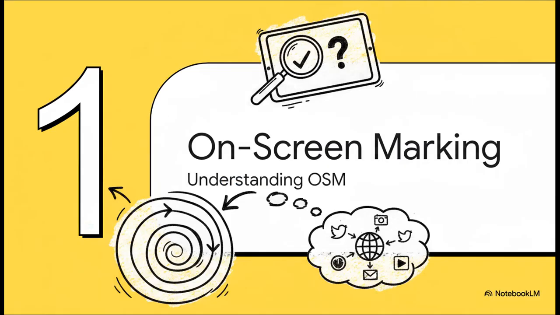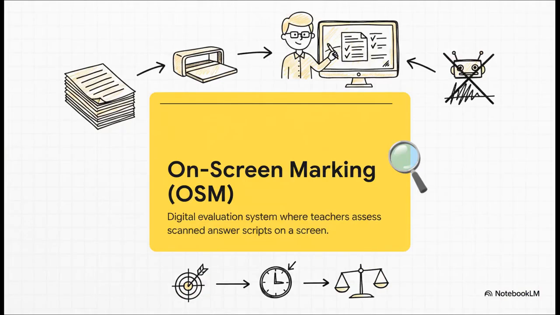All right, Section 1, understanding on-screen marking. Let's bust some myths right out of the gate here. On-screen marking, or OSM, simply means your physical paper was scanned and checked digitally by real teachers on a computer monitor. That's literally the whole thing. It doesn't mean AI graded your paper, and it definitely doesn't mean some machine tried to read your handwriting. The board introduced this specific technology for one reason: to improve accuracy, efficiency, and overall standardization in the evaluation process.